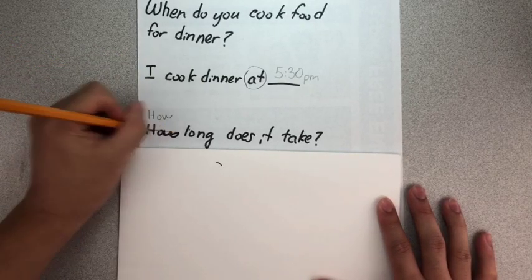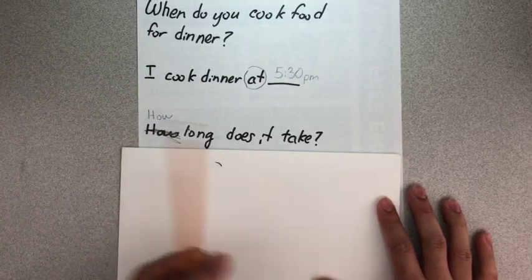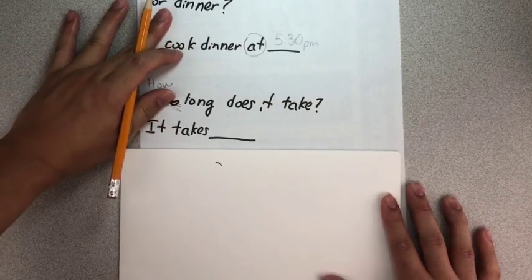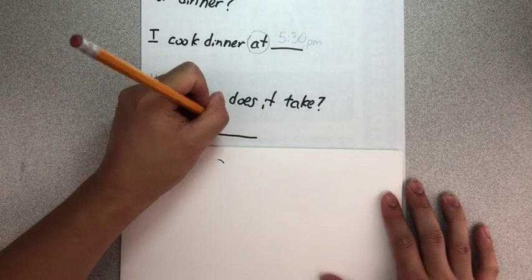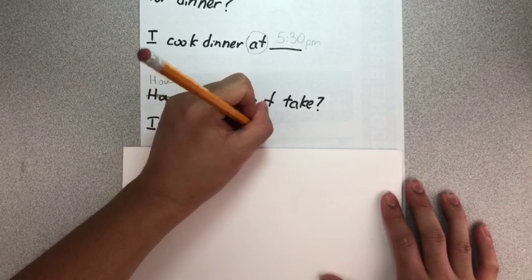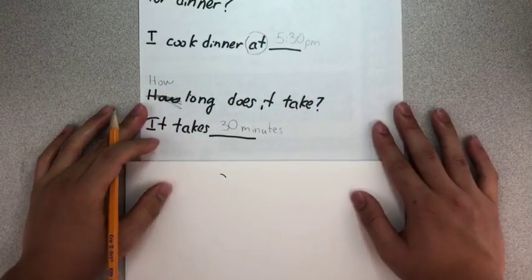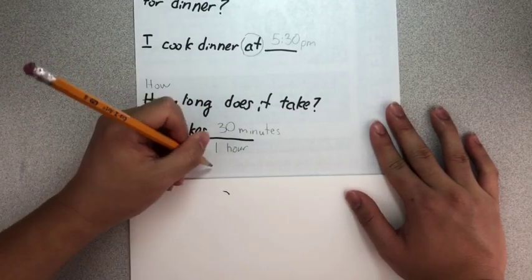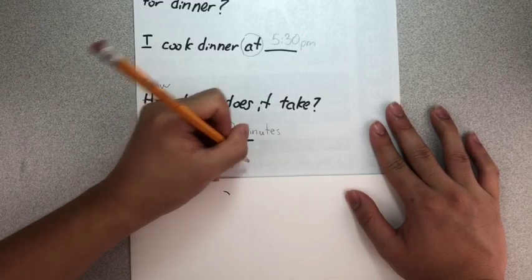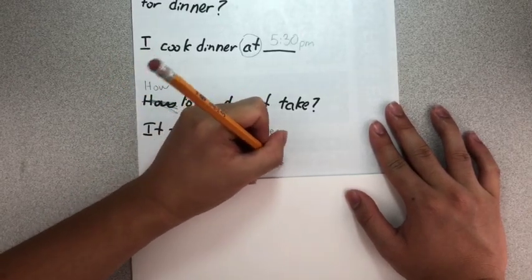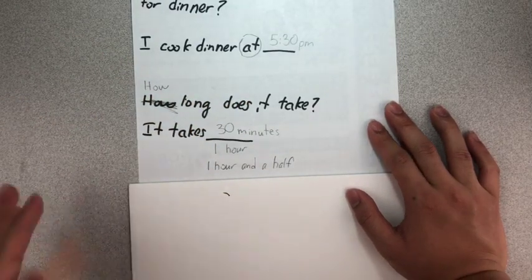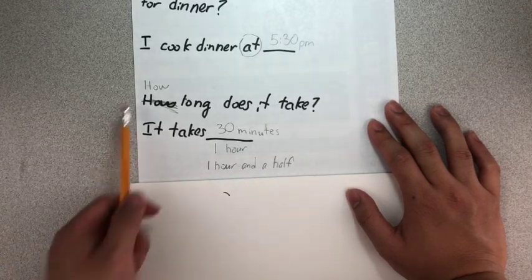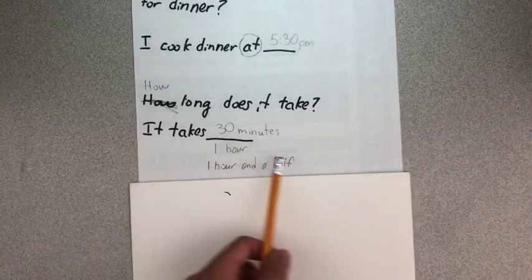This word is how. How long does it take? How long does it take to cook dinner? It takes 30 minutes. Maybe it takes 30 minutes. Maybe it takes 1 hour. Maybe it takes 1 hour and a half. 1 hour and a half is 1 hour and 30 minutes. How long does it take you to cook dinner? It takes how long?